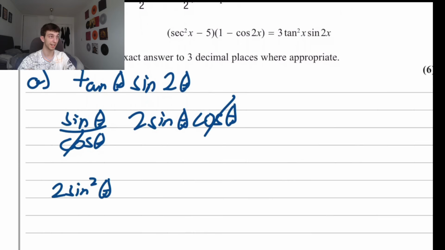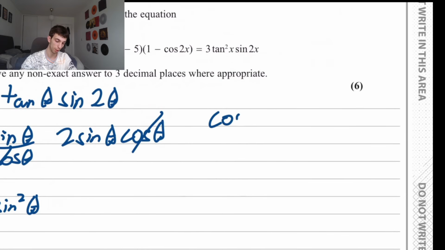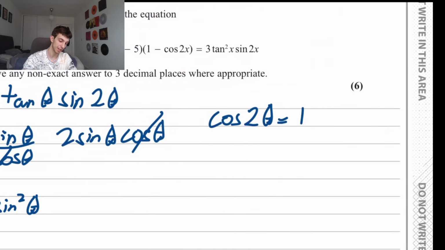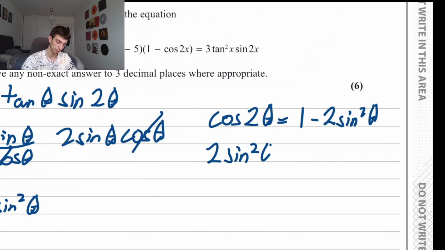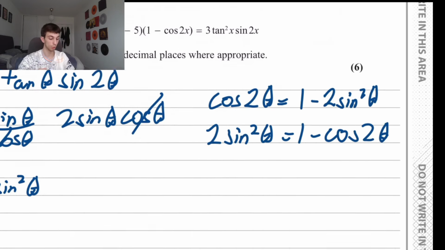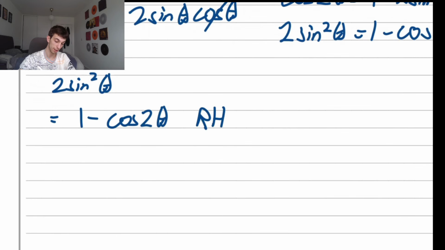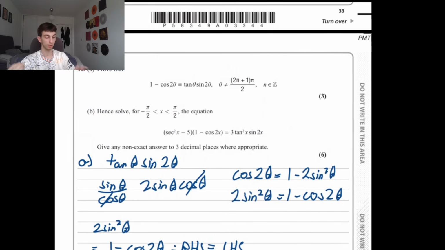Now we can think about trying to connect it to the double angle identity. We know that cos 2 theta, connecting it to that 2 sine squared theta, can be written as 1 minus 2 sine squared theta. A little bit of rearranging: we have that 2 sine squared theta is equal to 1 minus cos 2 theta. Okay, perfect. So we can set our 2 sine squared theta to be equal to 1 minus cos 2 theta, and we've shown, therefore, that the right-hand side is indeed equivalent to the left-hand side. And that's actually 3 marks very quickly. On to part B.